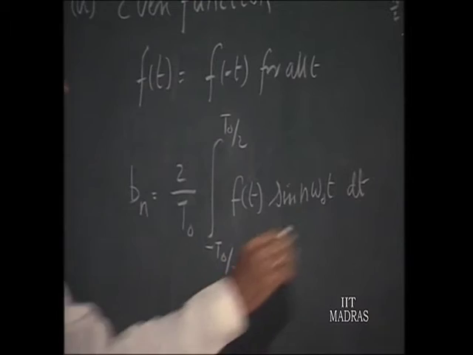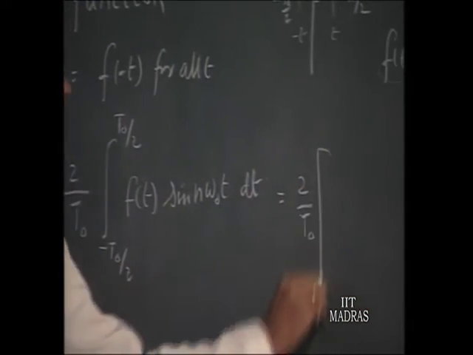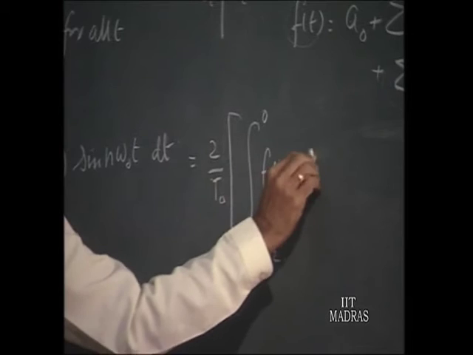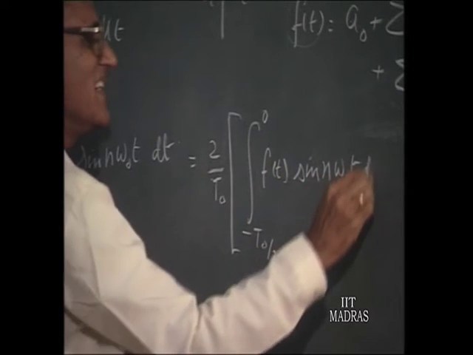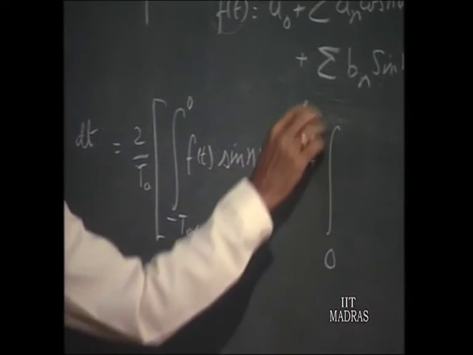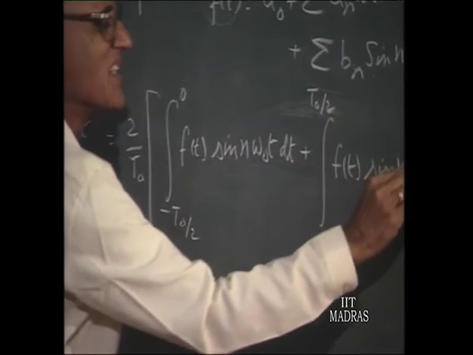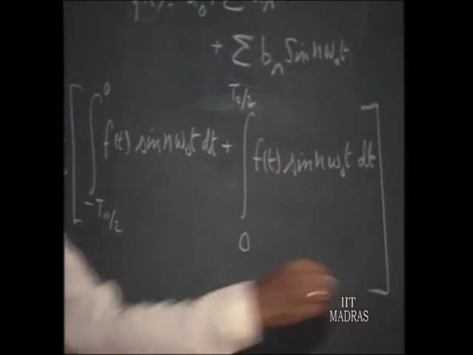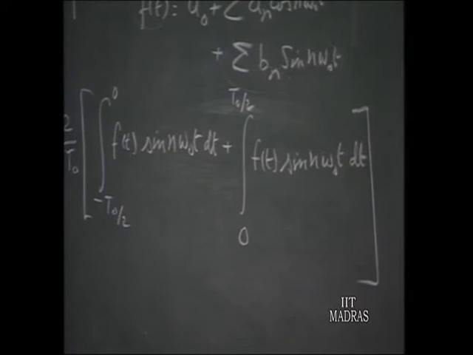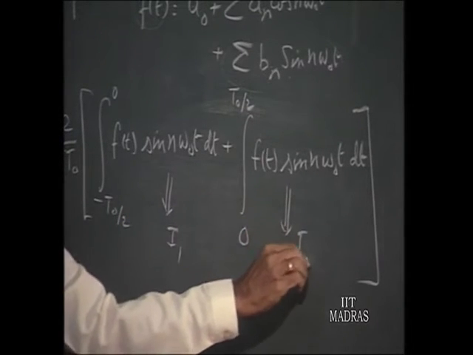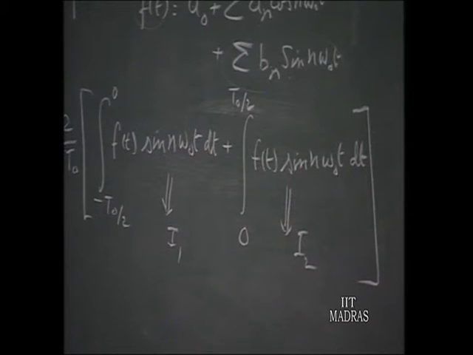I can break up this integral into 2 parts: 2 upon t naught, integral from minus t naught upon 2 to 0 of f of t sin n omega naught t dt, plus integral from 0 to t naught upon 2 of f of t sin n omega naught t dt. Now, we are going to show presently that this integral will be exactly the negative of this, therefore, bn will be 0. To do that, let me call this integral I1 and this as I2. Our goal now is to show that I1 is the negative of I2.